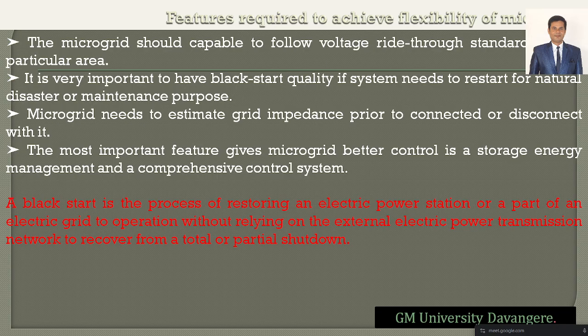When there is a chance of failure, you can disconnect from that part. Okay, then you can connect to the small grids, that is called the microgrids. So these are the features available in the microgrids. So we have the flexibilities. Okay, so now let us see the microgrid should be capable of following the voltage standard of that particular area.